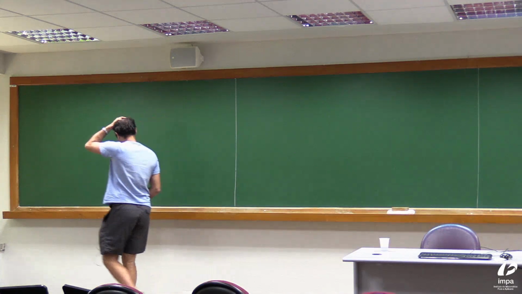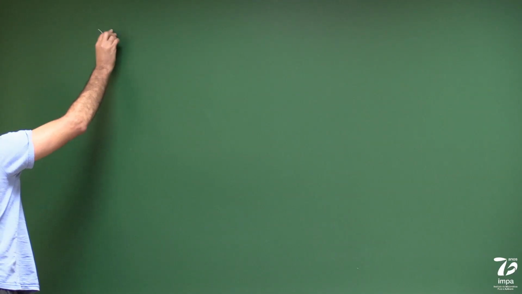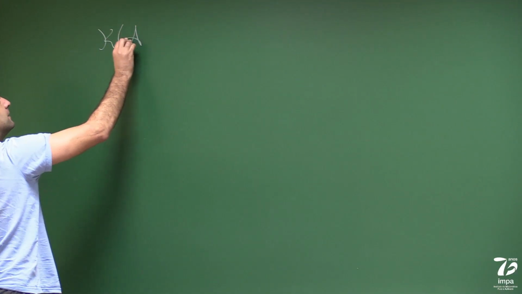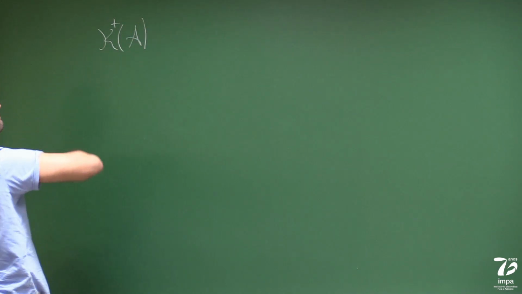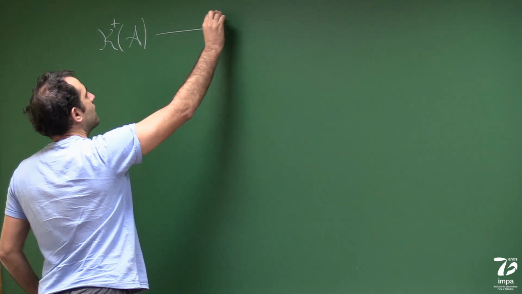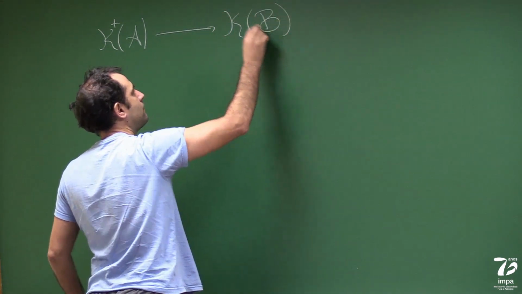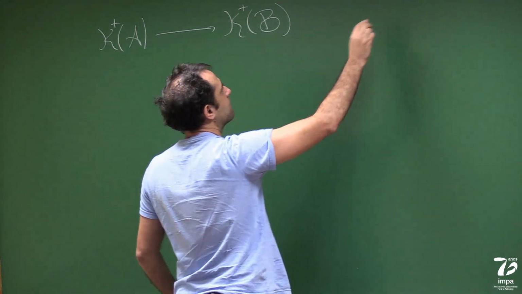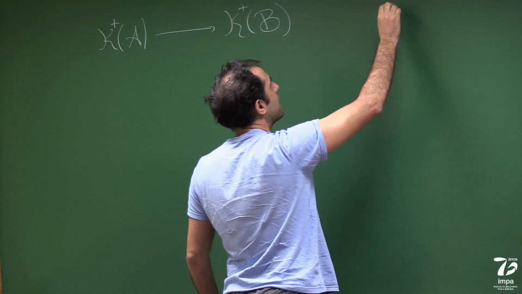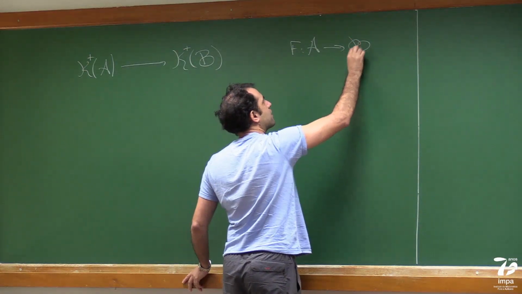All right, so this was the setup last time. I think we had a category with enough injectives, a left exact functor, something like this. So we had F was a left exact functor between abelian categories A and B.